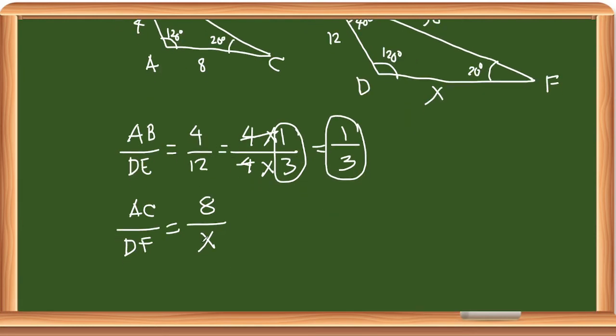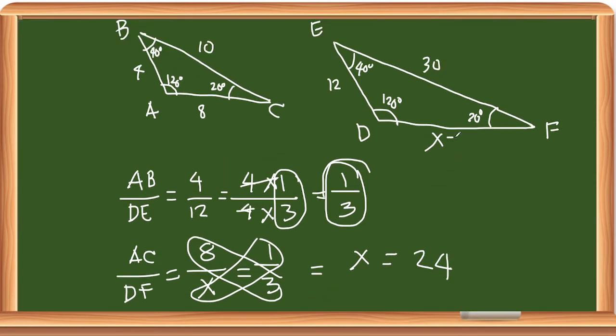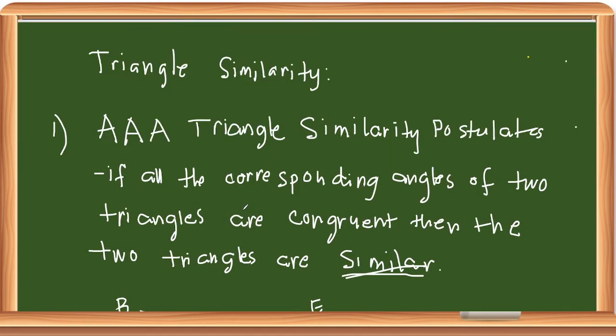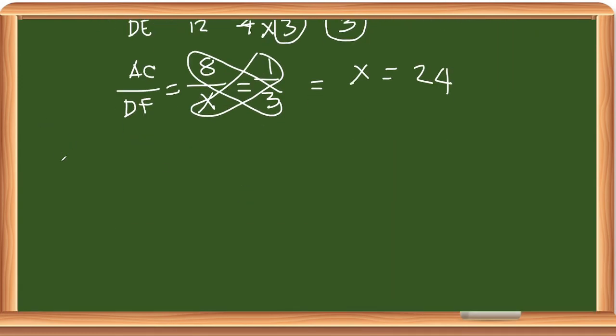In order for you to solve for x, you have to use this common ratio. So, equate mo siya sa 1 over 3, sa common ratio. And then, cross-multiply. So, that is 1 times x is equal to 8 times 3, is 24. Therefore, DF is equal to 24. Any question with this about the first similarity postulate? Wala? Okay, let's move forward to the second one.